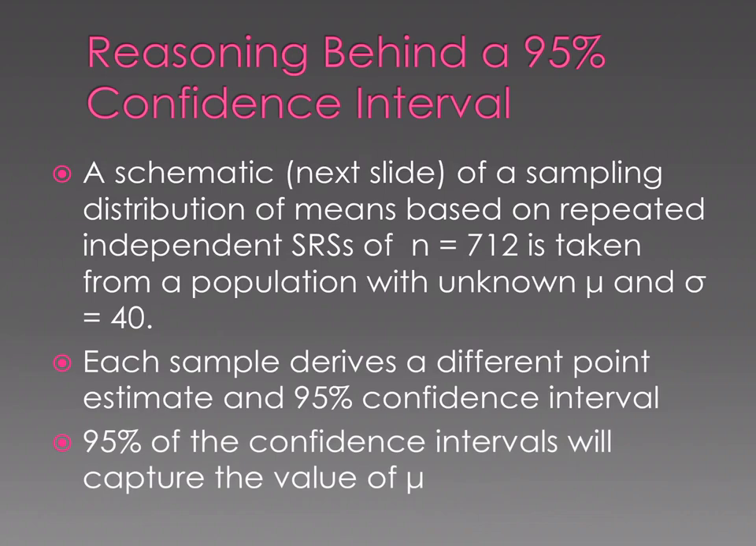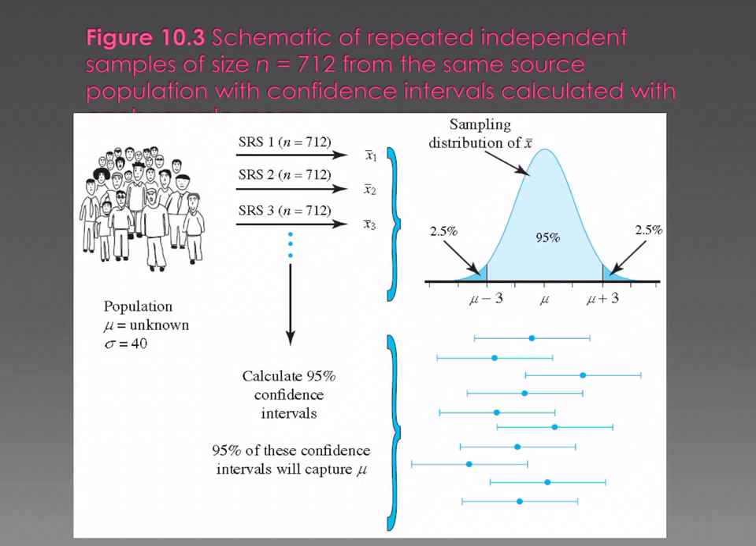So to show you, say you had a simple random sample. Here's simple random sample 1, you have n equals 712, and you have x bar 1, which is your sample mean, and then this is your 95% confidence interval. And then you have your simple random sample 2, and this could be your x bar 2, and then this is your x bar 3, and so on and so forth. And each one of these is representing 95% confidence of that sample.